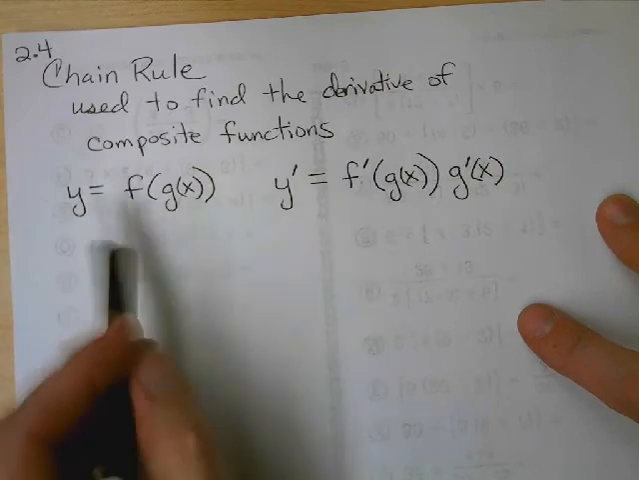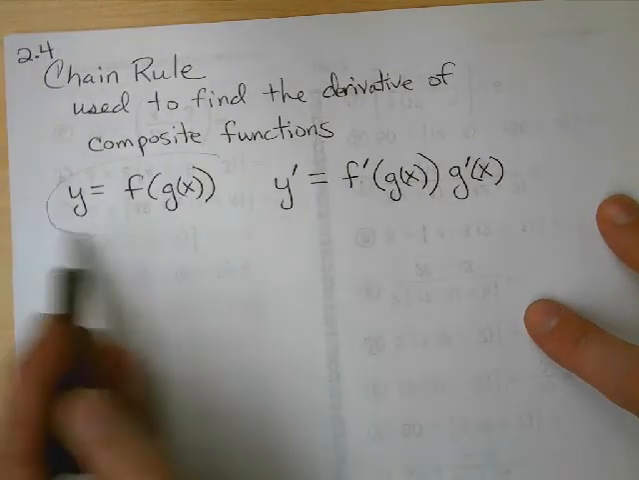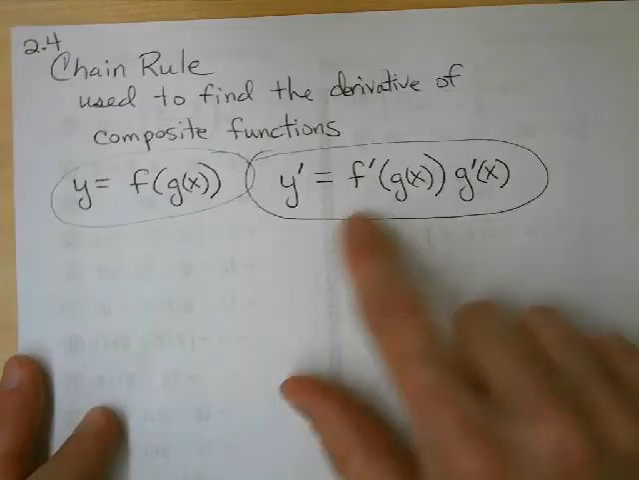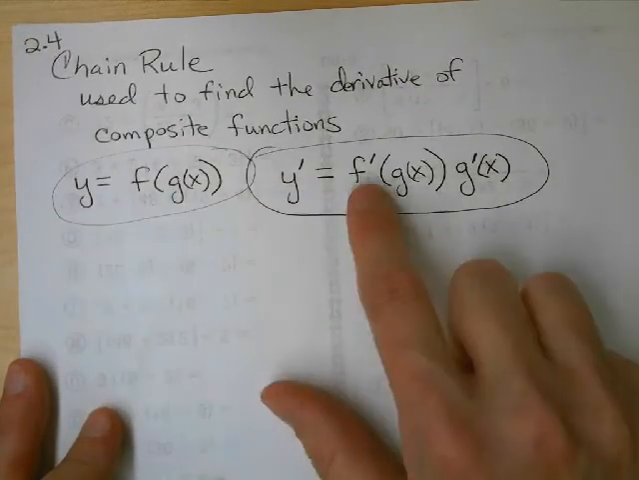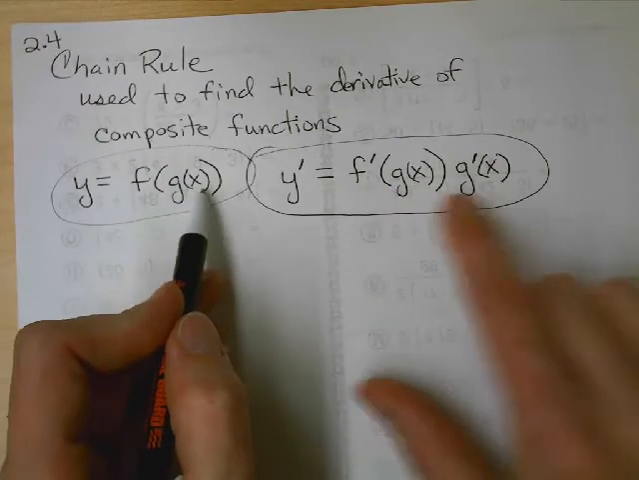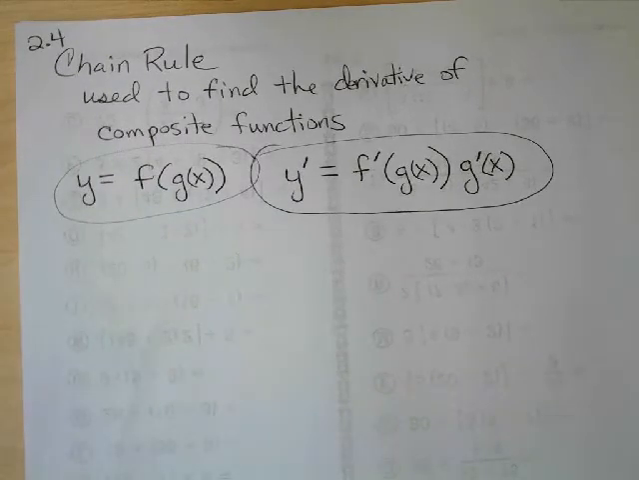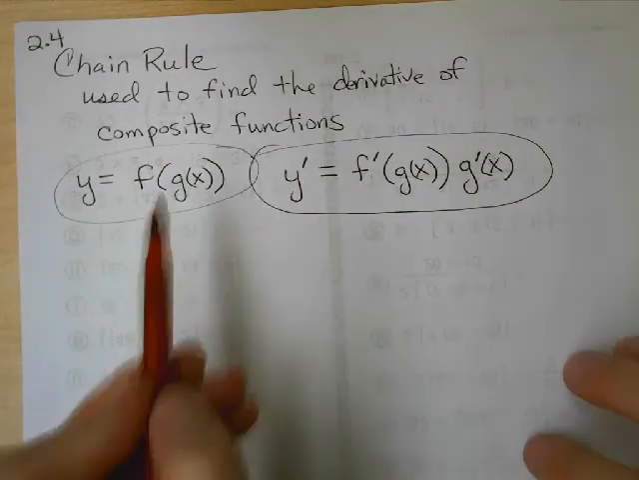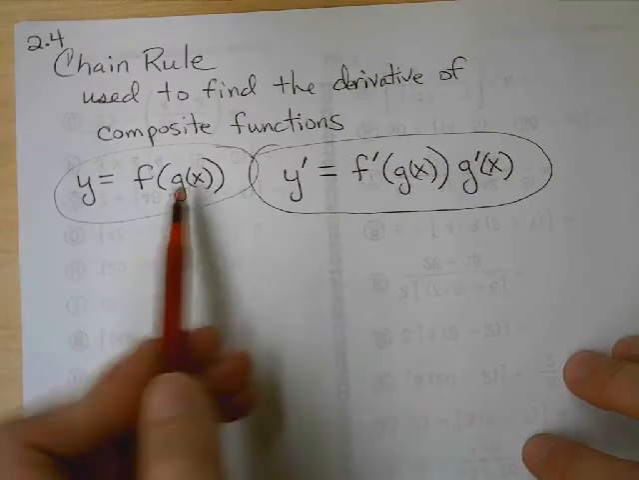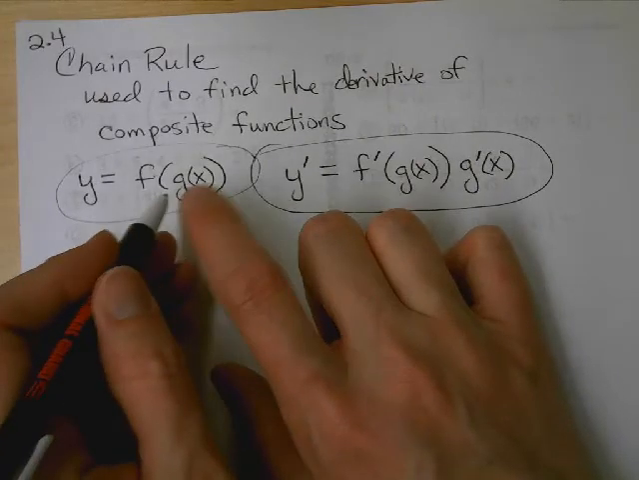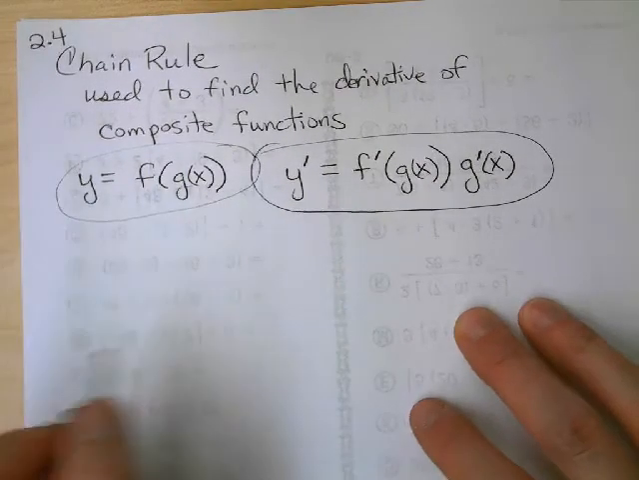Okay, so you're given a composite function here, and then the derivative, they would do it like that: f prime of g of x times the derivative of g of x. Sometimes this inside part, this g of x, they label with the letter u. I don't know why they picked the letter u, but they did, and I'll show you how this works.